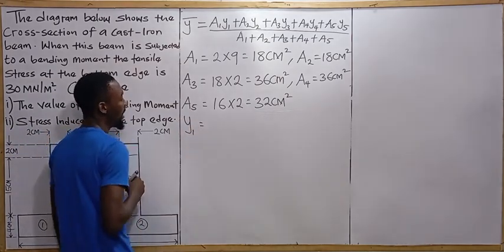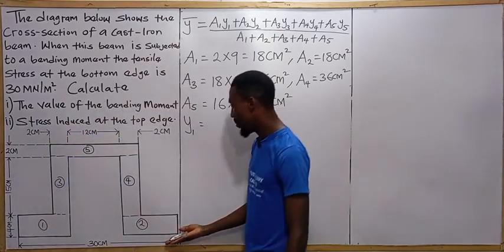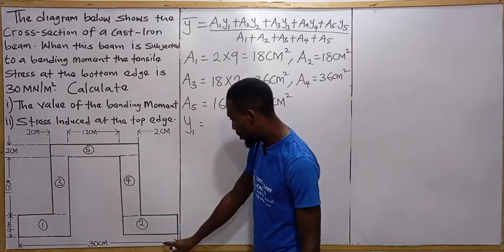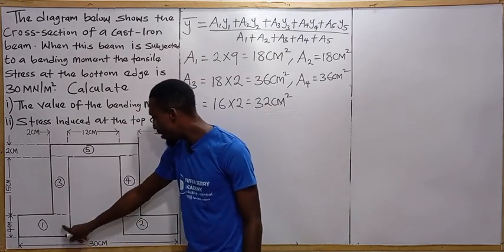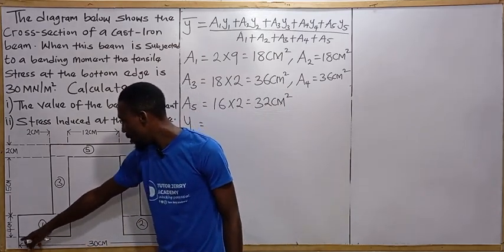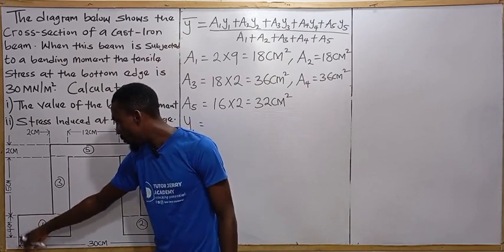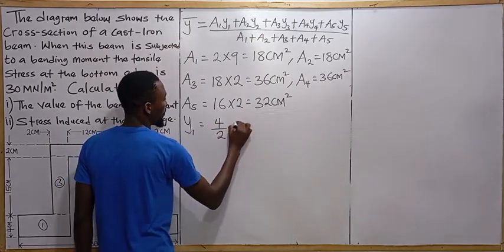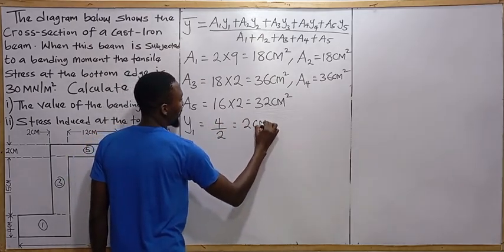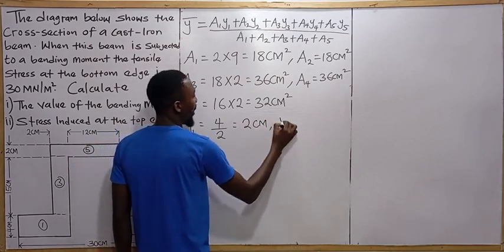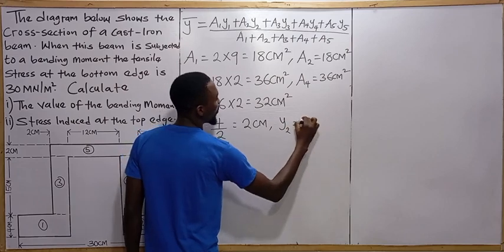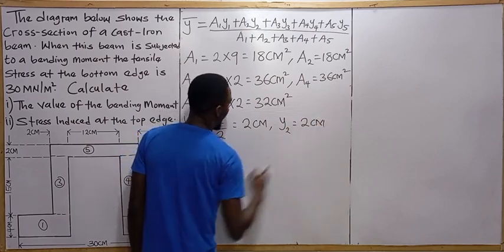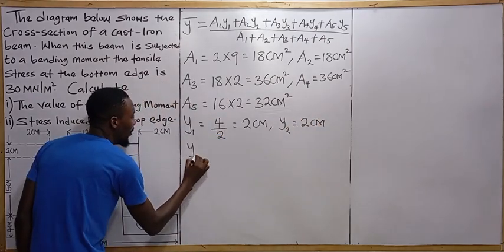So y1 will be equal to the distance from the bottom to the neutral axis. Now let's move on. This is our rectangle here. The width is 4, so it's going to be 4 divided by 2, which gives us 2 cm. Similarly, our y2 will be equal to 2 cm. All right, so y3 now.